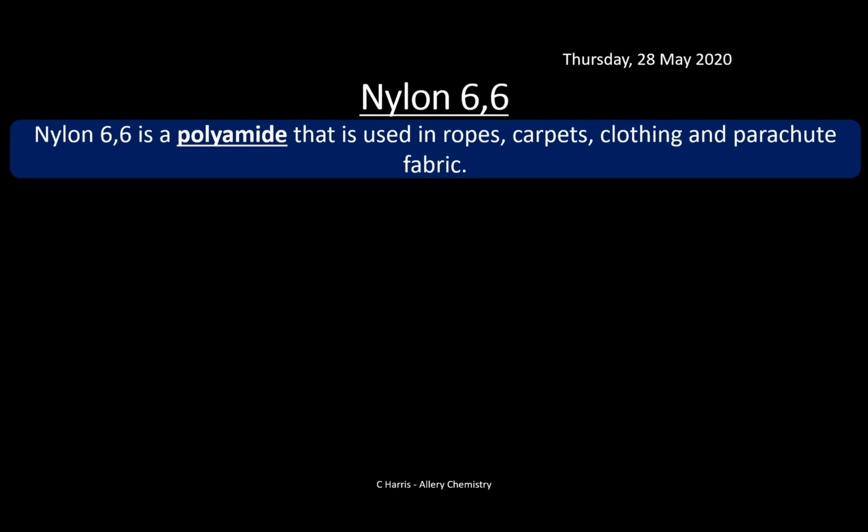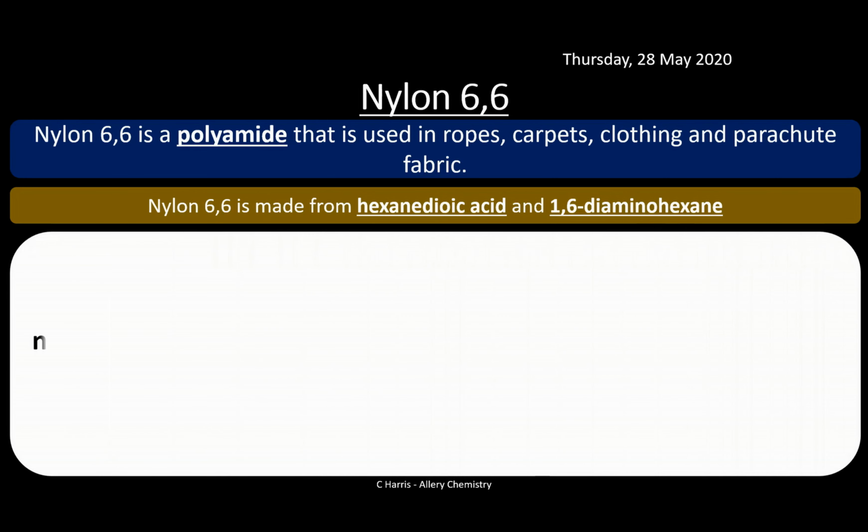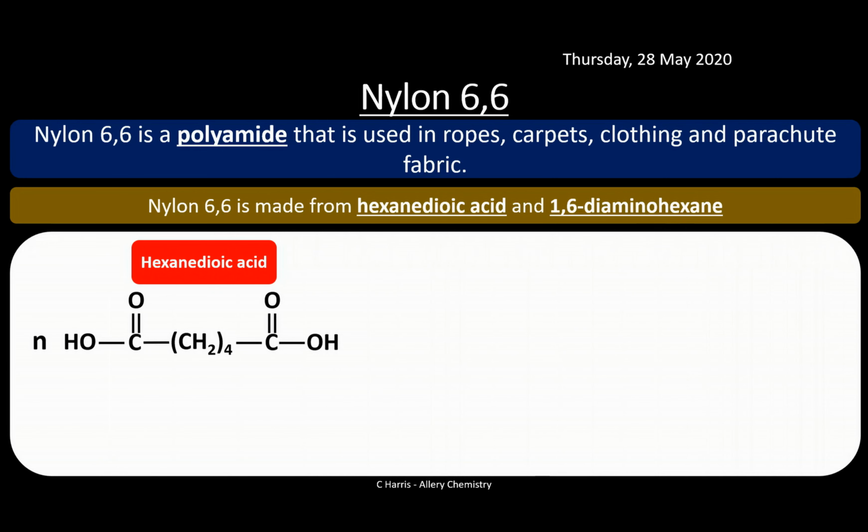It's a very durable, very strong type of fabric. Nylon 6,6 is actually made from hexanedioic acid and 1,6-diaminohexane. So the 6,6 refers to the number of carbons in the monomer units. You can see here that we've got hexanedioic acid, which has 6 carbons in there. So there's 4 there and 2 either side there. So that's got 6 in.